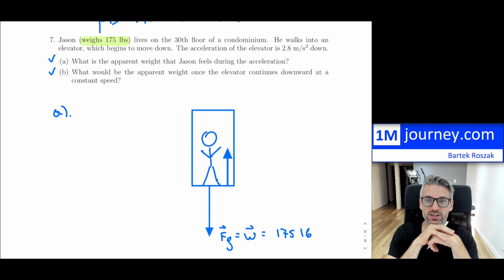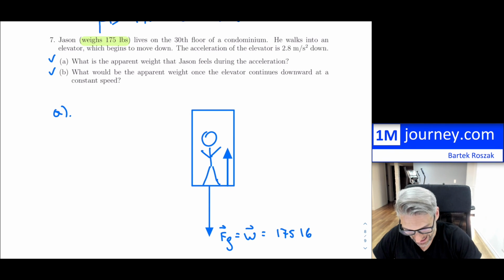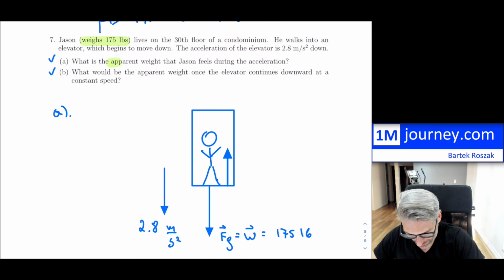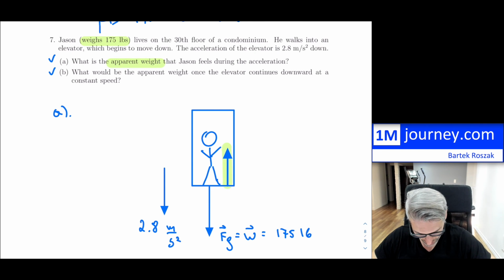But let's check this out and see what happens. Now, the acceleration of the elevator is 2.8 meters per second squared down. So we have an acceleration in here. This is 2.8 meters per second squared, down. And now what are they asking me? What is the apparent weight that Jason feels during the acceleration? That's basically this. This is what they're trying to find out. So that's your force of normal.